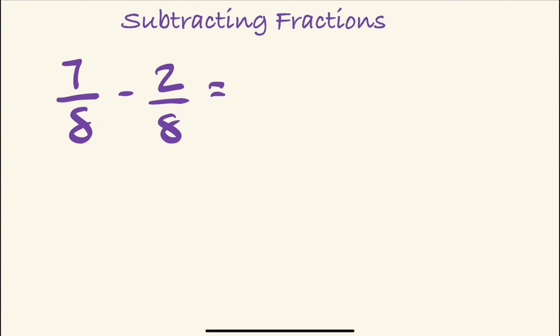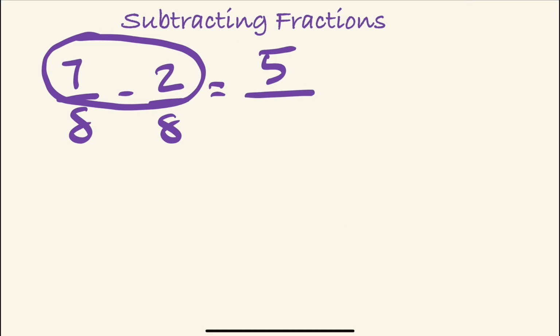Let's talk about subtracting fractions. The rule is whenever you are subtracting fractions, your denominator has to be the same. With this particular problem, because I have the denominators that are already the same, this problem is already pretty easy for us because the only thing that we have to do is subtract the numerators. 7 minus 2, 5. And the denominator is going to stay the same.